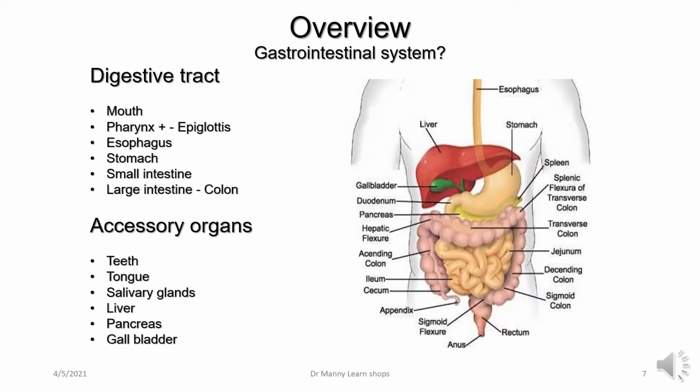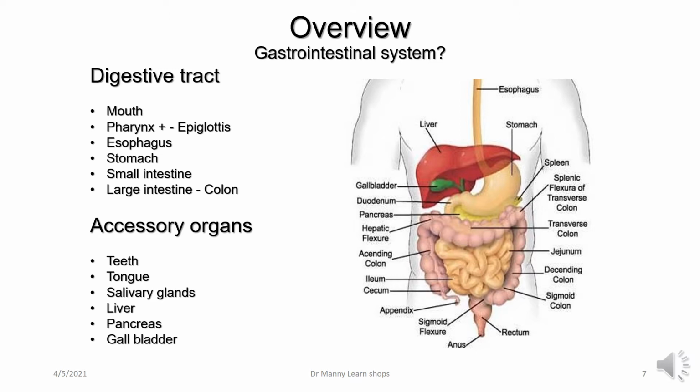When we look at the gastrointestinal system, the digestive tract essentially consists of the mouth, the pharynx, and the epiglottis, the esophagus, the stomach, small intestine, large intestine, which is the colon. The epiglottis is an upper respiratory tract structure.